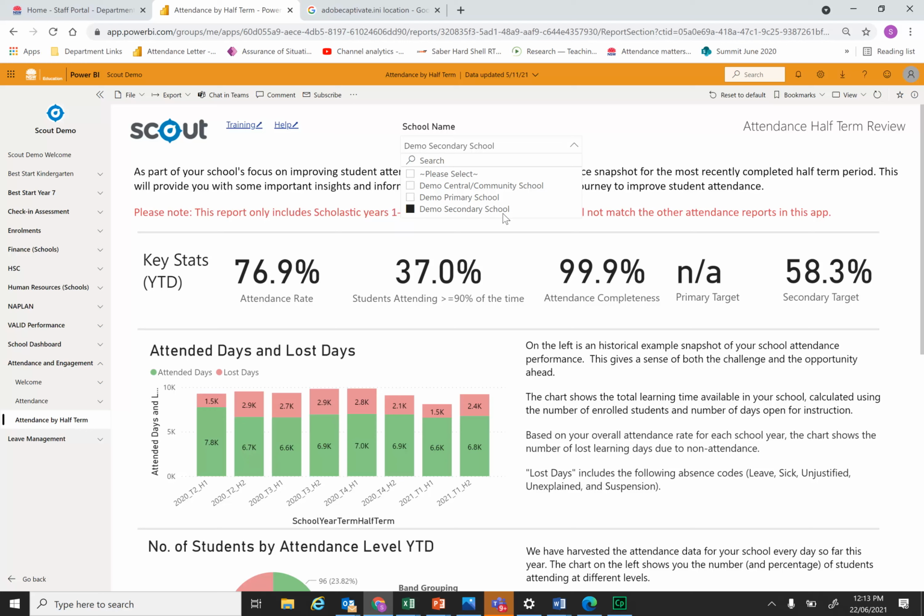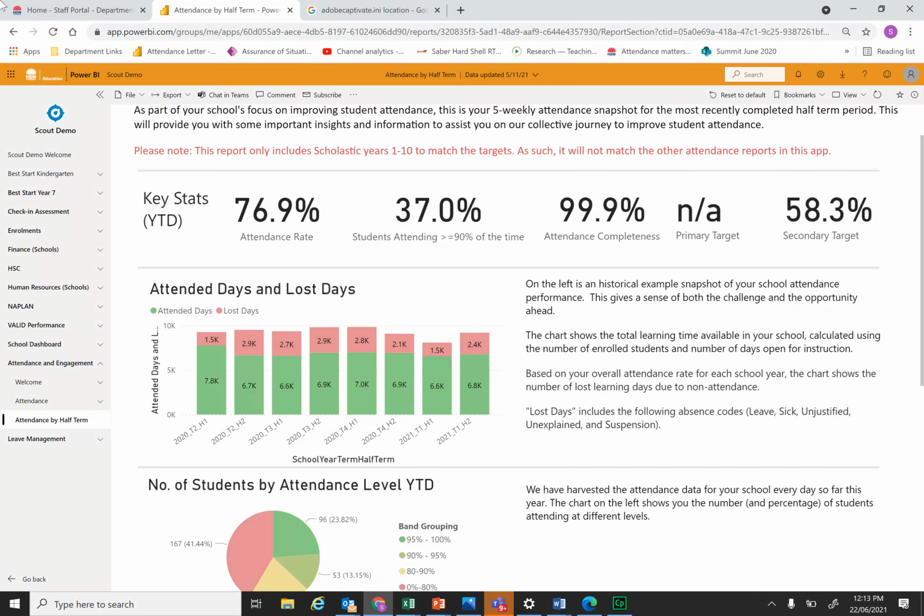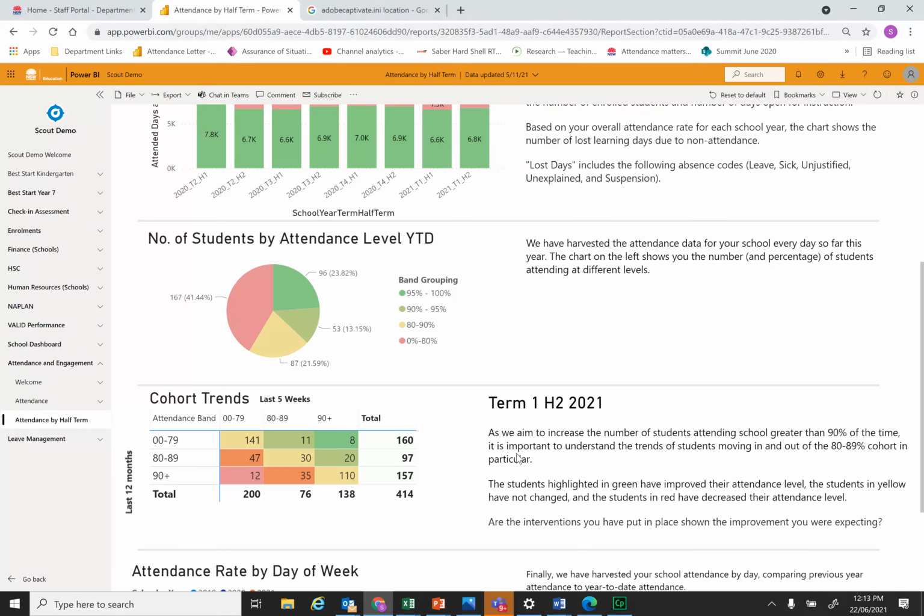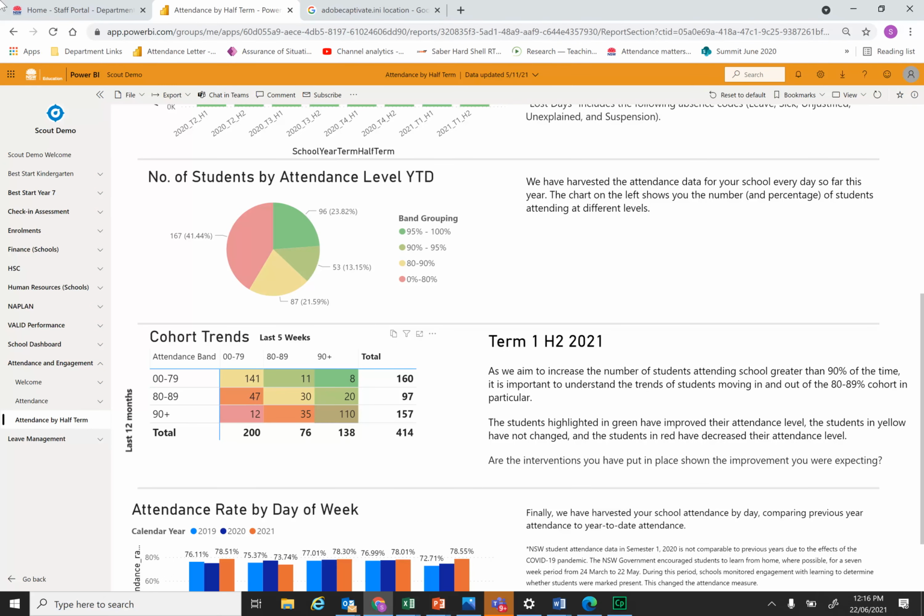Being a secondary school, we don't have a primary lower bound target, but we do have a secondary lower bound target of 58.3%. If we scroll down, the attendance days and lost days report is a really quick visual that allows you to identify if these pink areas are either increasing or decreasing. You'll notice the term 1, H1 is lower overall, and that's because we had a much shorter week in week 1.